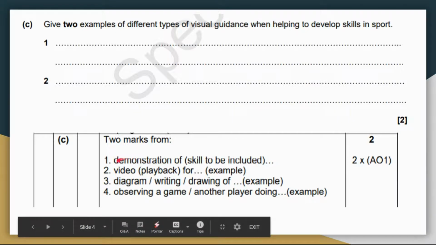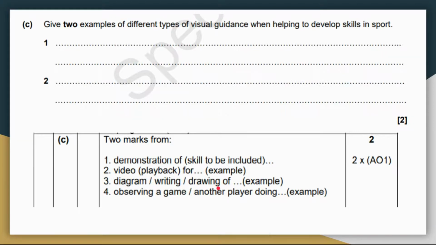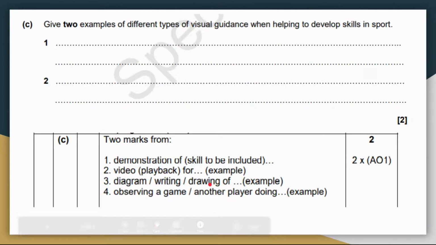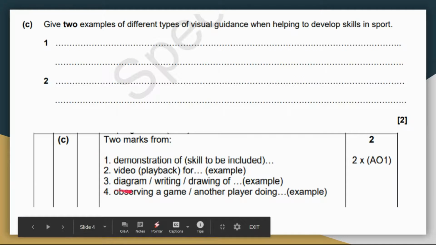But then you might have said for your other point or your other mark, you might have said a coach showing a video of somebody taking a penalty in football, for example. You could have also said a diagram or writing or drawing of. So a diagram or drawing of, for example, somebody taking a shot in netball. Or the other answer could have been observing a game. So a rugby coach might bring a player over and ask them to observe another player performing a tackle, for example. So we need 2 out of 4 of these answers to get the 2 marks.